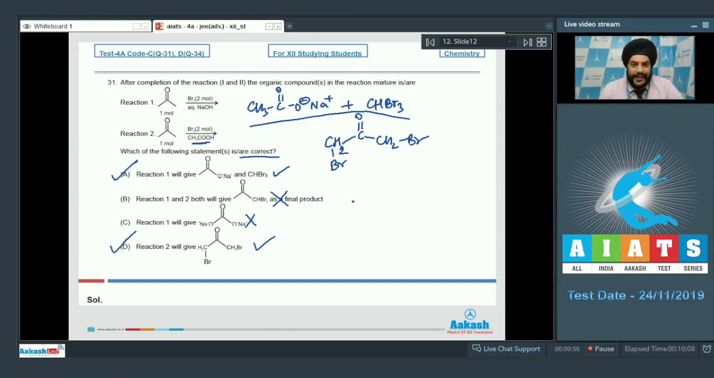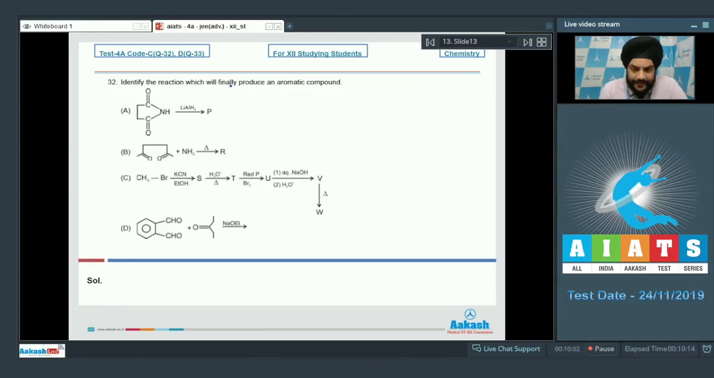Let us look at question number 32 now. Identify the reaction which will finally produce an aromatic compound. Okay, so we have the reaction given in option A. So this imide, it is called an imide, is allowed to react with LiAlH4. So LiAlH4 is going to remove the oxygen atoms from over here. So we're going to get the pyrrolidine. Okay, so this is not an aromatic compound, students.